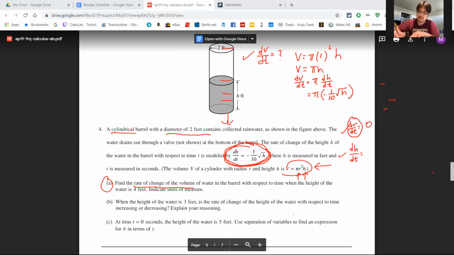Are we okay with that? Anybody got questions? All right, the last step, dV/dt. We have pi, you have -1/10 square root. Now, what height is the water in this particular problem? Do we have that information? 4 feet. They told us right here. 4 feet. So I put 4. Do you have questions?